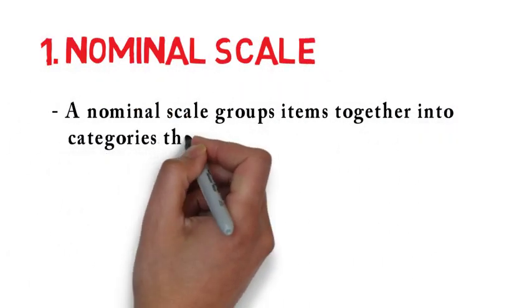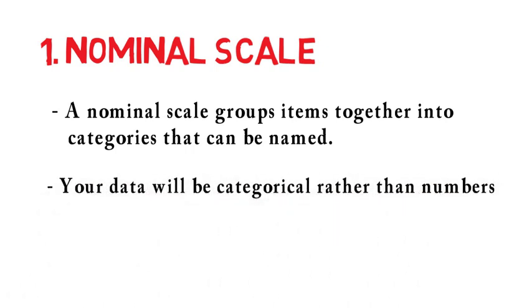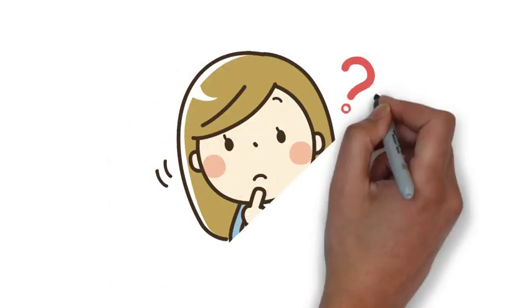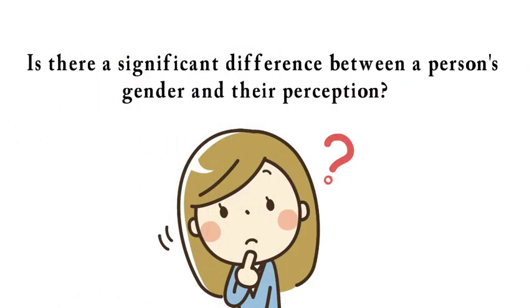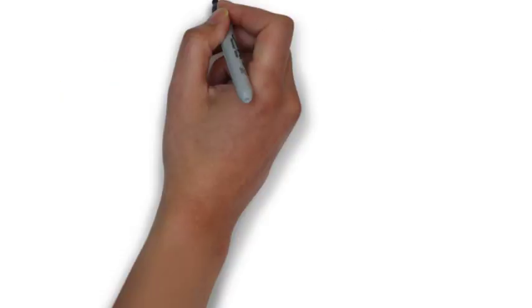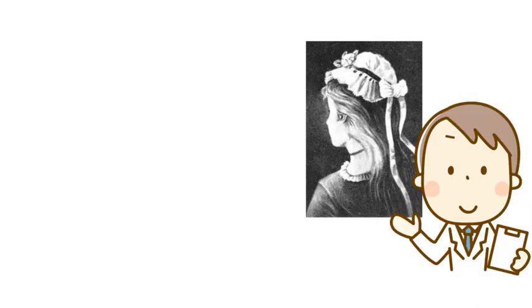Okay, first we have nominal scale. A nominal scale groups items together into categories that can be named. So, names na pwede makategorize ang data mo rather than numbers. Let me give you a scenario where I use nominal scale sa research ko. So, I wanted to know whether there is a significant difference between a person's gender and their perception. And para matest ko yung perception nila, I will show this image. Gusto ko malaman if pare-parehas pa na makikita ang mga babae at lalaki or magkakaiba-iba silang makikita dito.